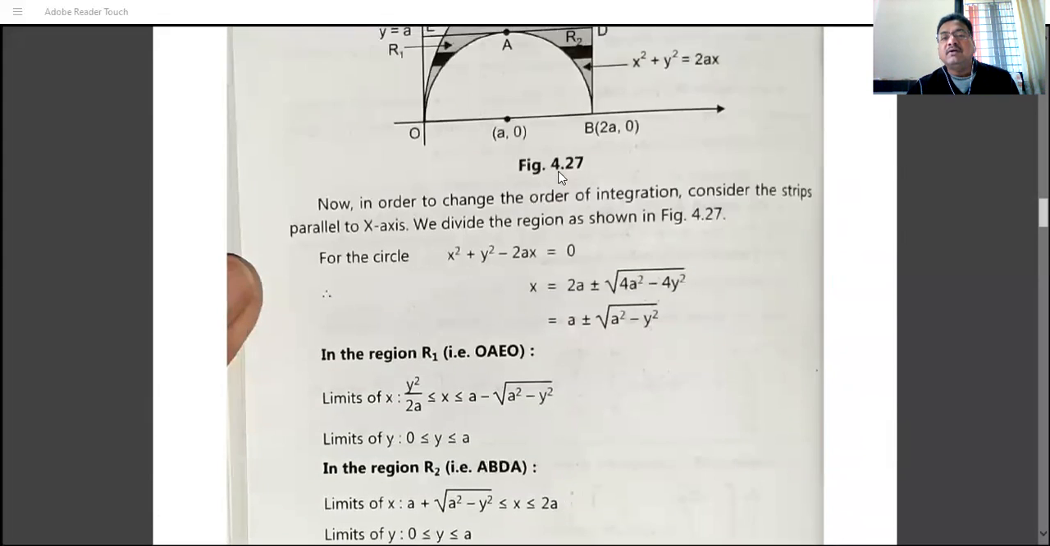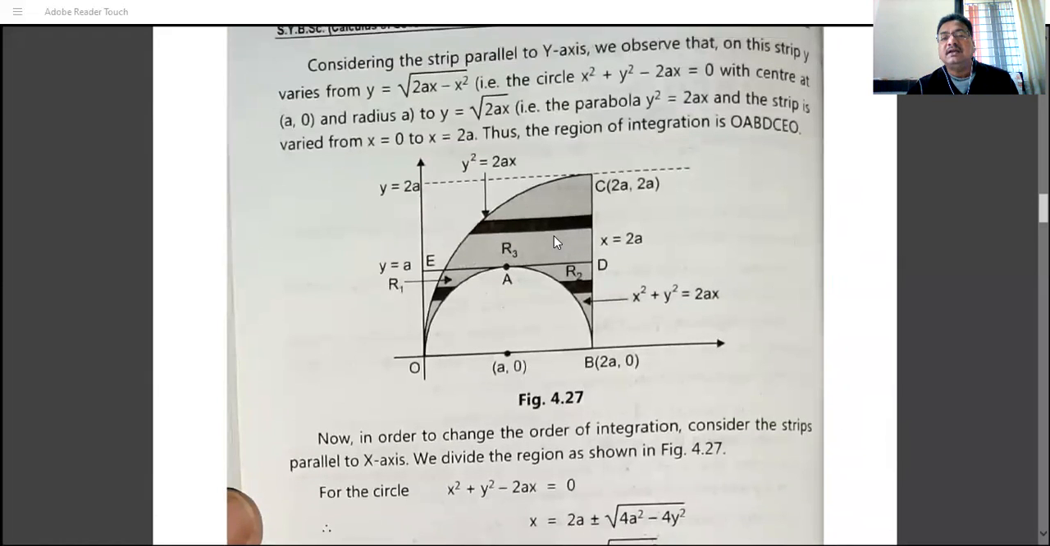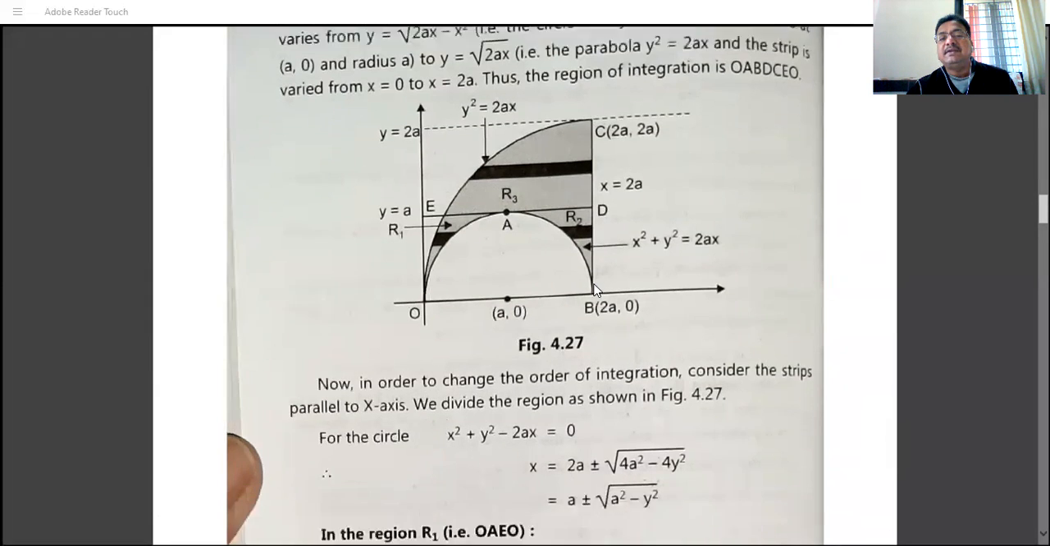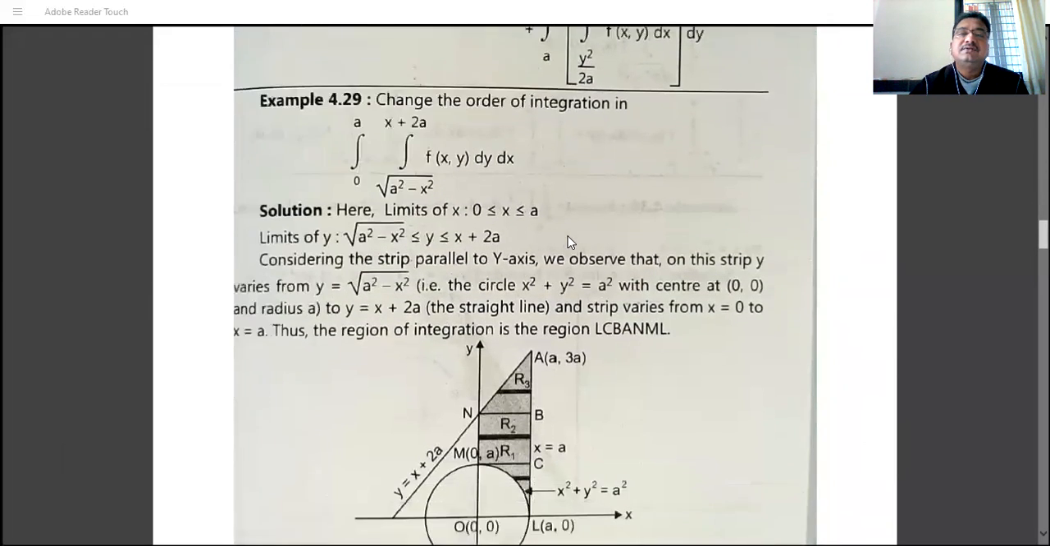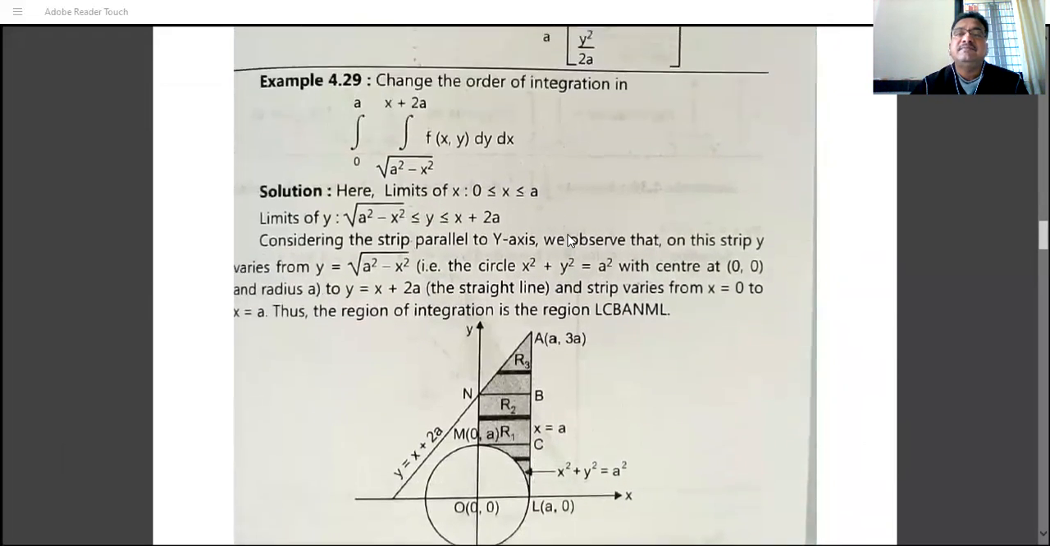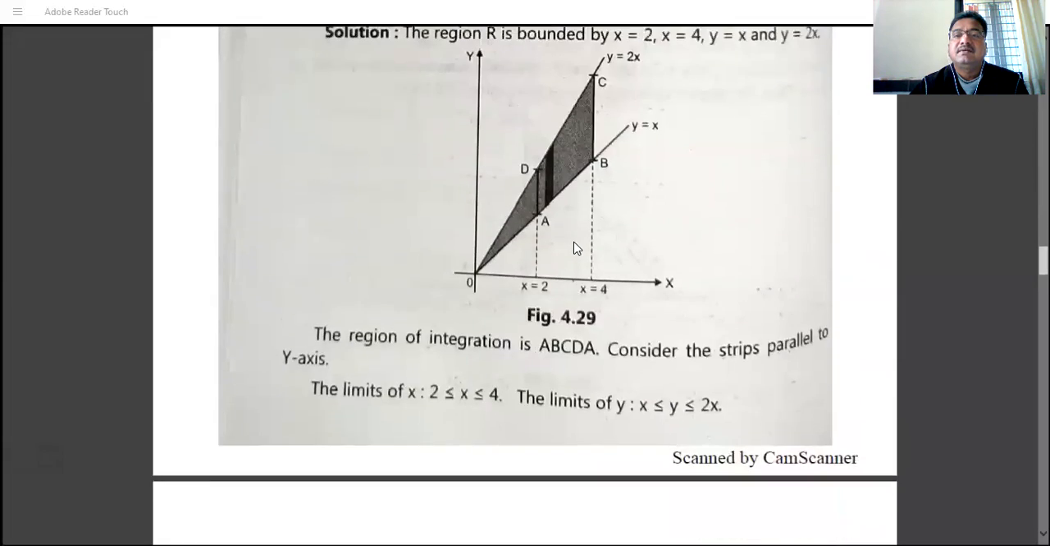And in order to cover this region R3, we have to move this strip from this point to this point. At this point, y is a, and at this point, y is 2a. So the limit is y from a to 2a. So this is the final answer. We will see the same type of problem in the next lecture.